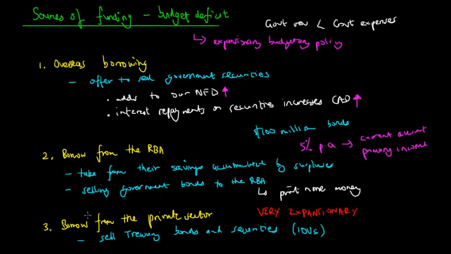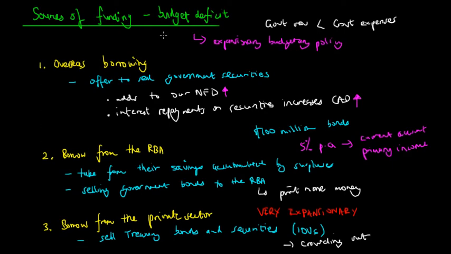So we can see that they can borrow from the private sector, but the consequence of borrowing from the private sector is this idea of crowding out. And the crowding out effect means that they will compete with the private sector for funds, and therefore push up interest rates and therefore discourage spending, which is actually contradictory to the intended effect of the budget deficit.